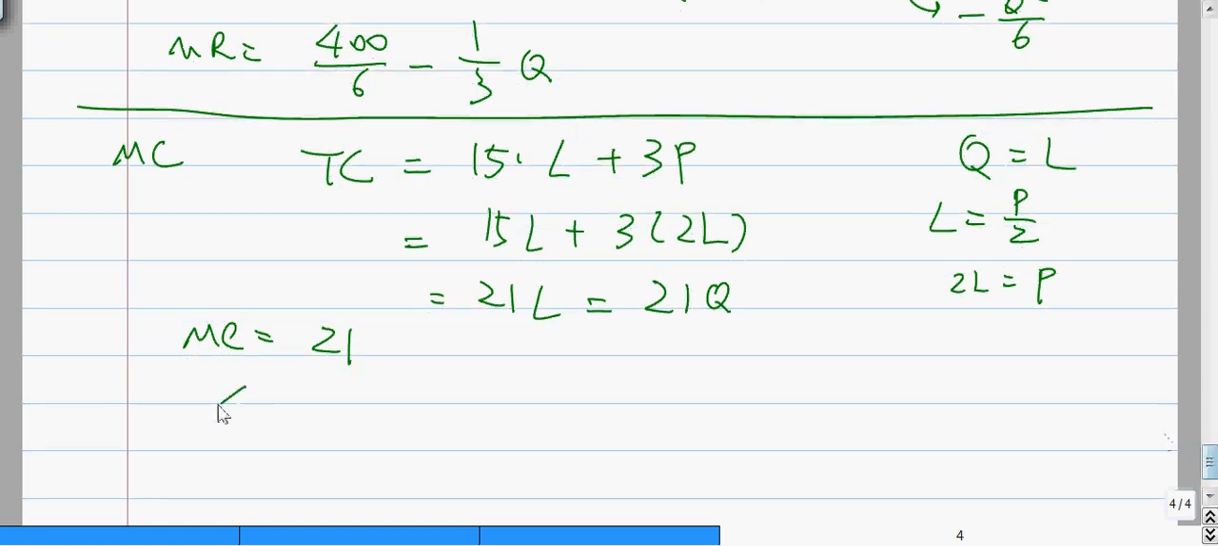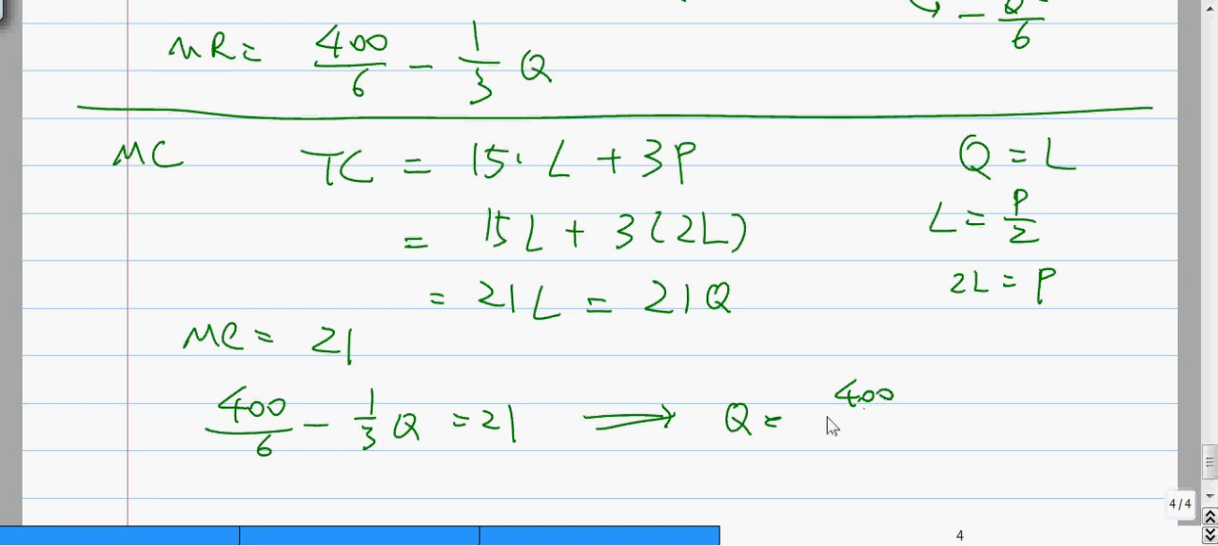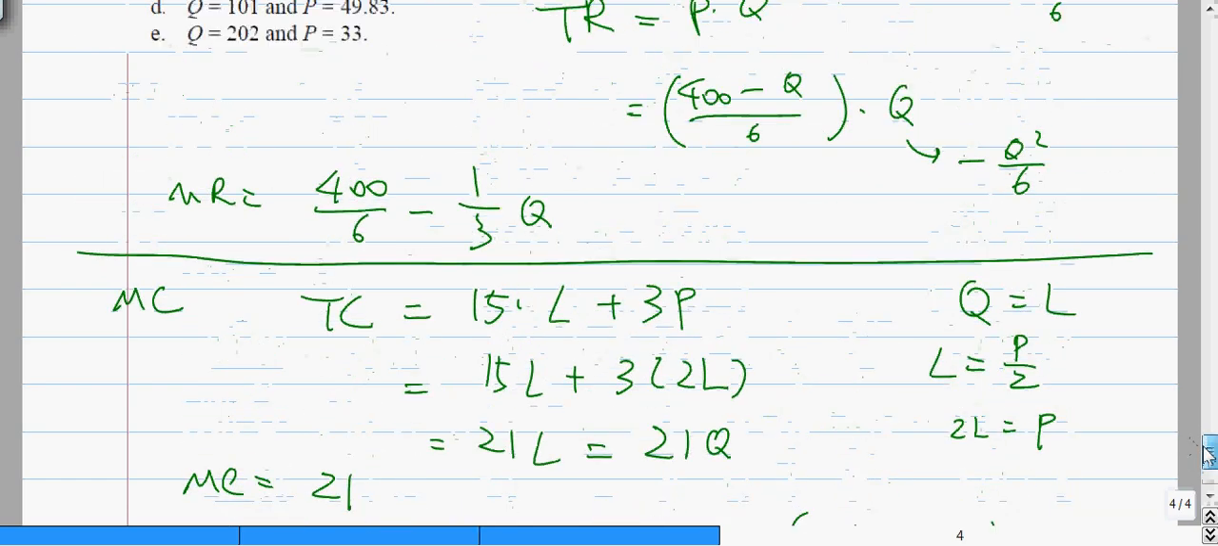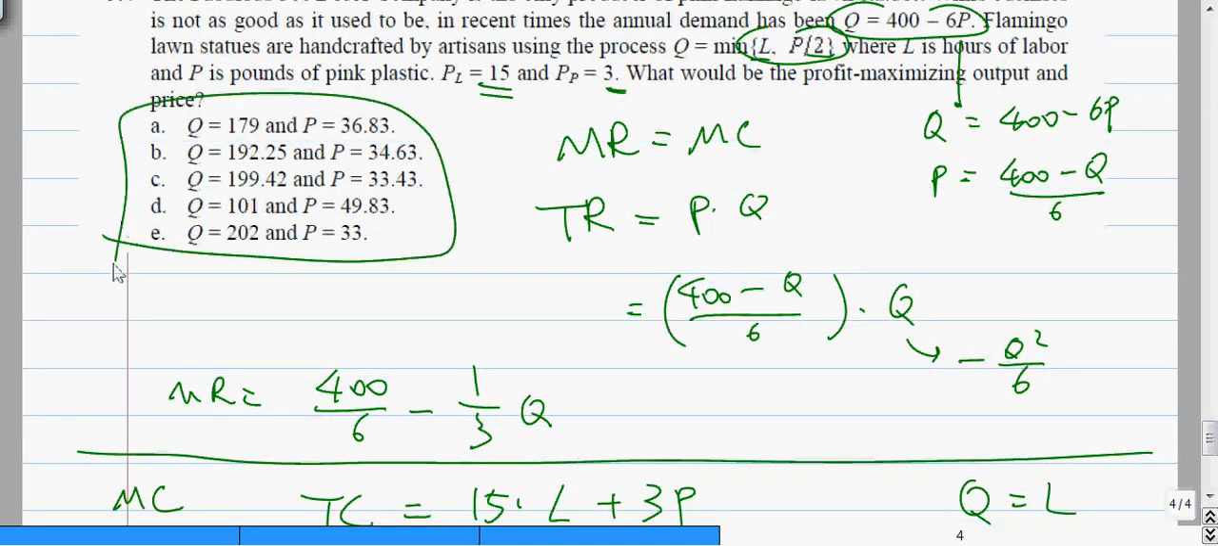So this thing is 21, and then we get whatever Q is. So it's this 400 minus 21 times 3, which gives you, what's this? So it's 200 minus 63, which gives you 137. So Q is 137. There is none of the answers that's like this. So there is a problem with this question, obviously.